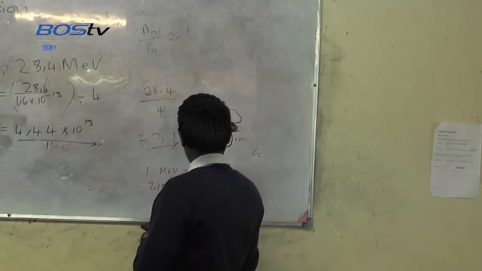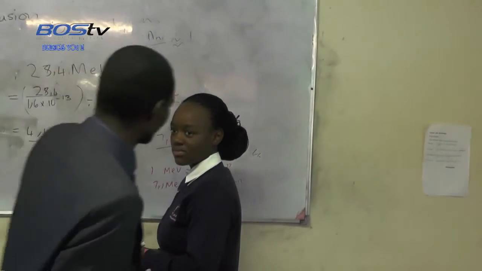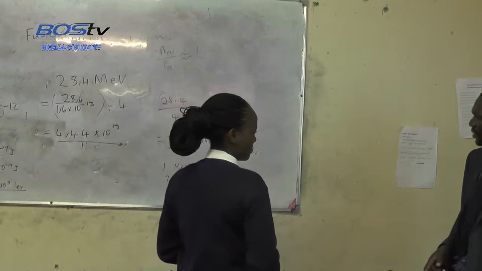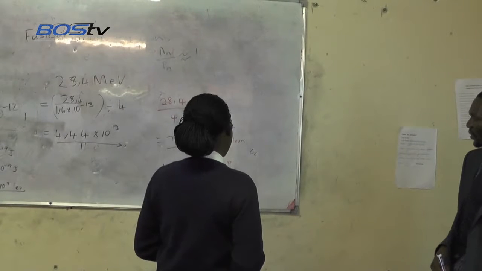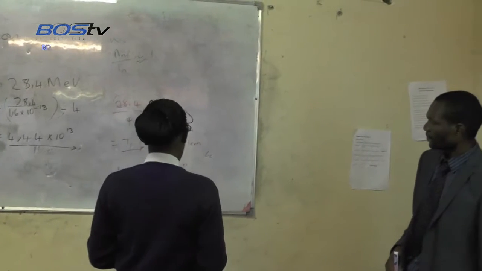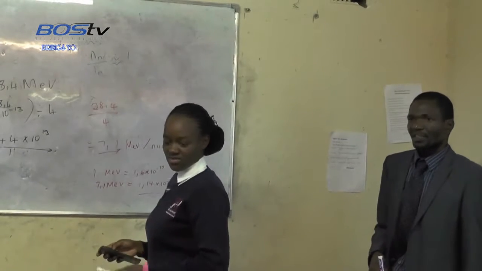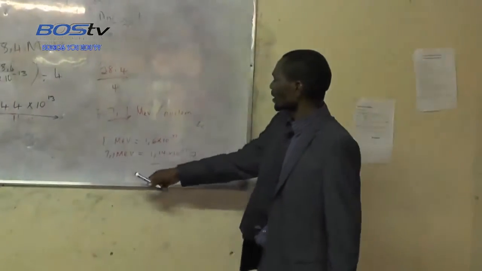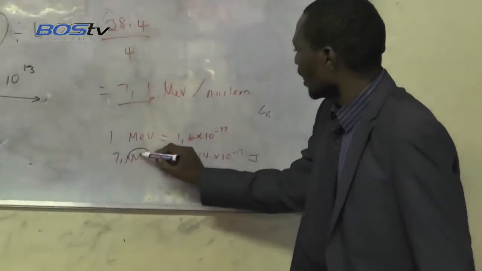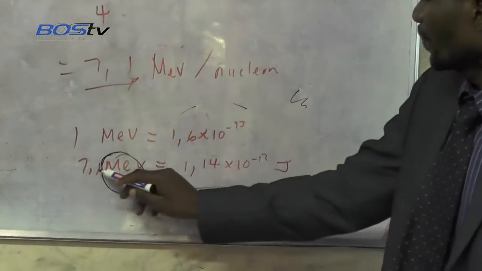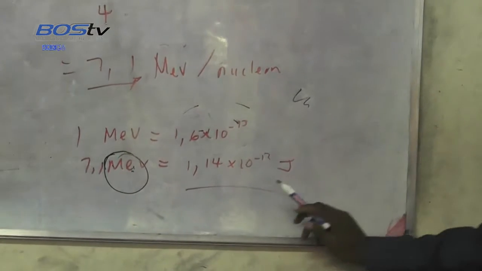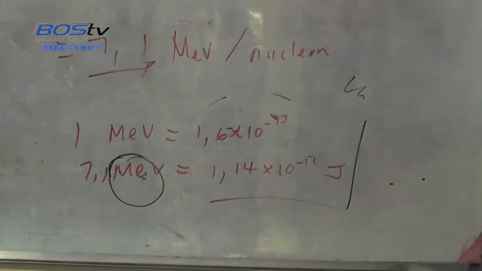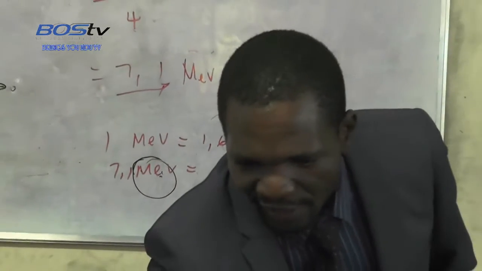Class, please assist. So what did you get? 1.34 times 10 to the... Right, thank you very much. As you can see, this whole thing is equivalent to this. So she substituted and multiplied to get this one. But it's joules per what? Nucleon. Are we together? I think we looked at fusion and fission.